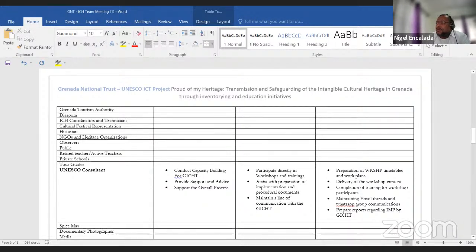So let me ask, do you have coordinators and technicians here? Well, the coordinators would be like Andrea McLeod and Marlene and Peter. Okay, good.